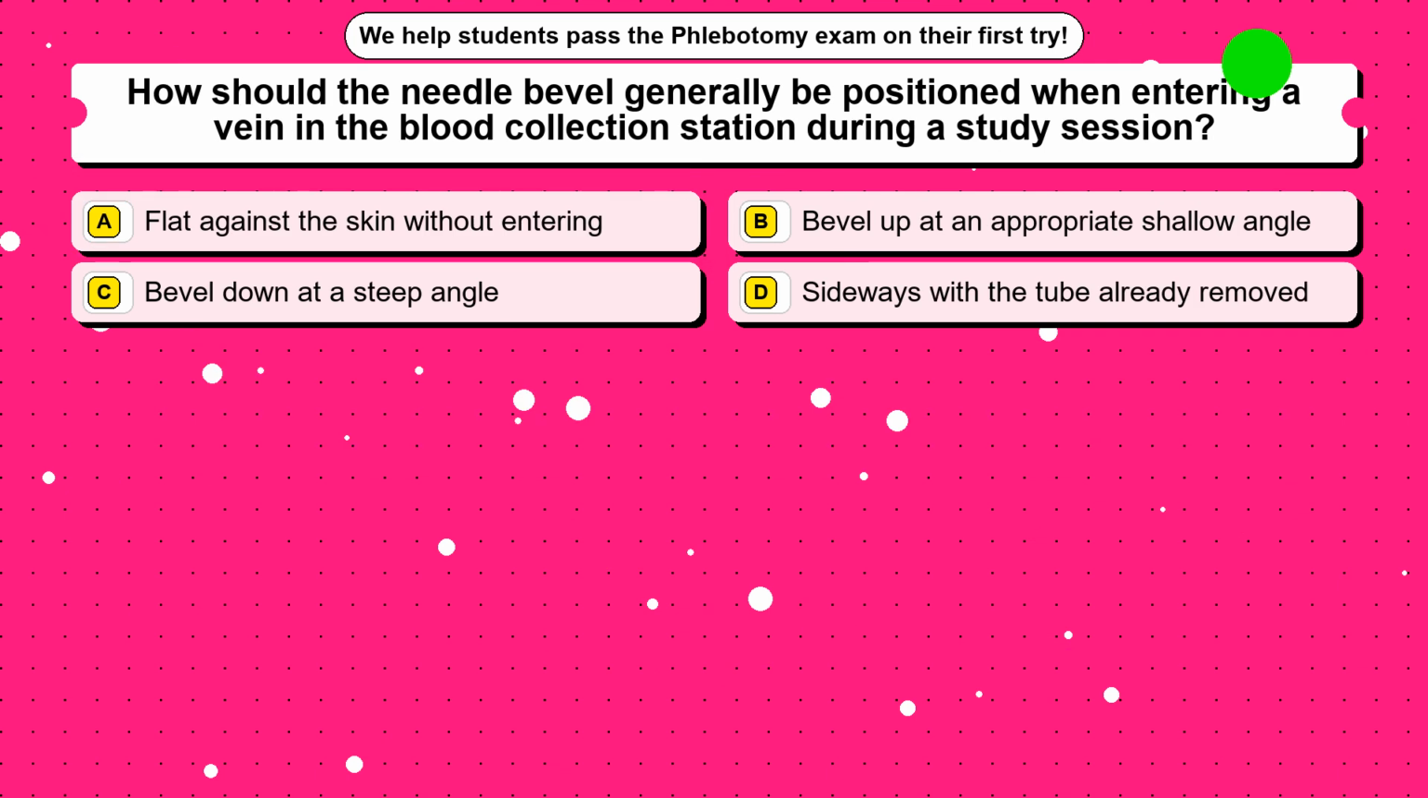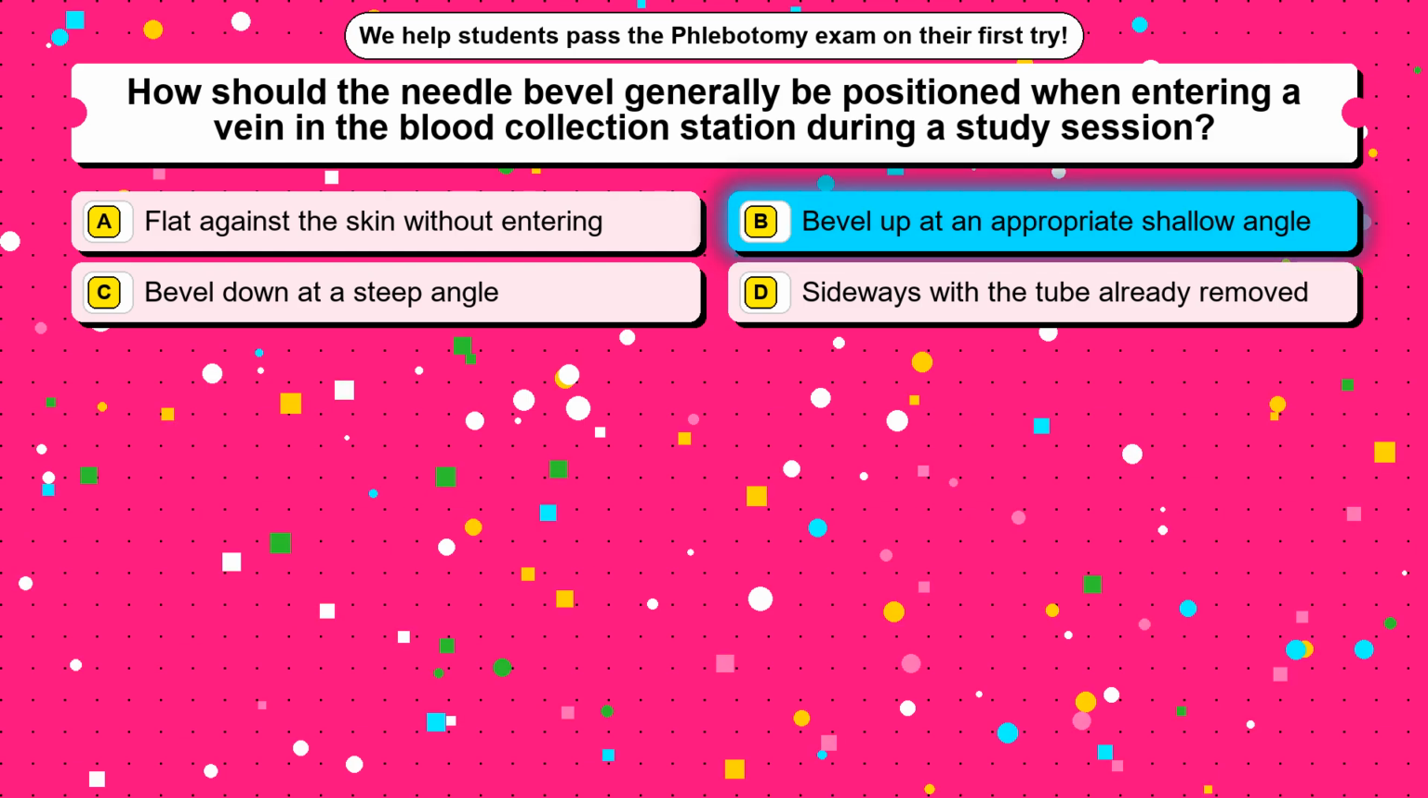Question 27. How should the needle bevel generally be positioned when entering a vein in the blood collection station during a study session? Option A. Flat against the skin without entering. Option B. Bevel up at an appropriate shallow angle. Option C. Bevel down at a steep angle. Option D. Sideways with the tube already removed. The correct answer is option B.